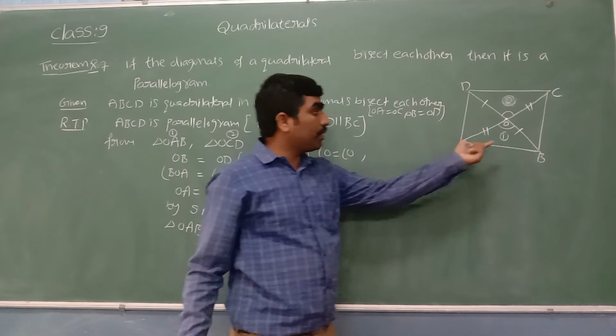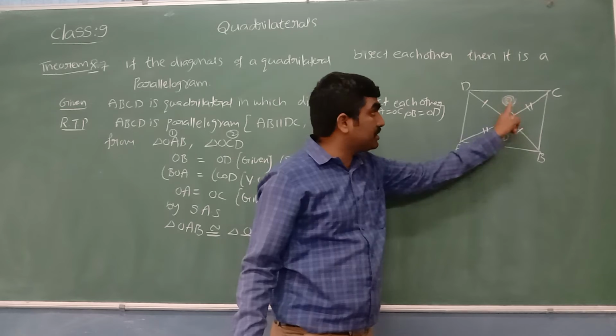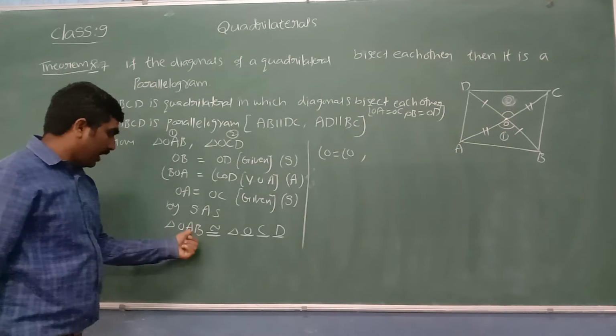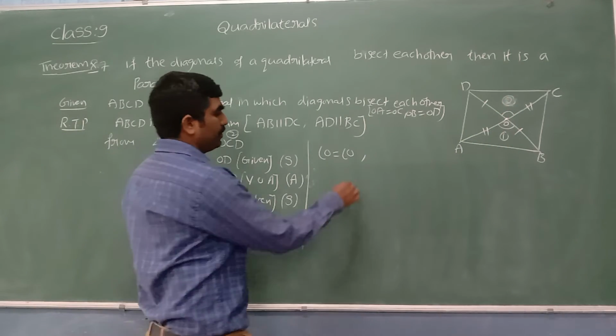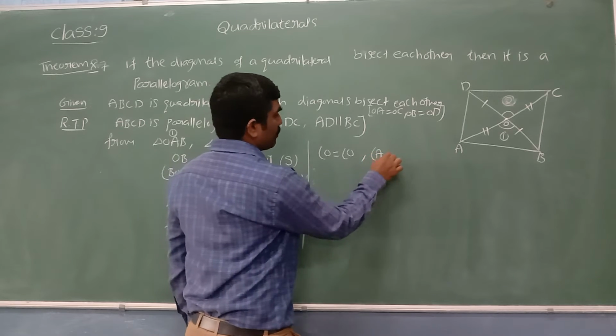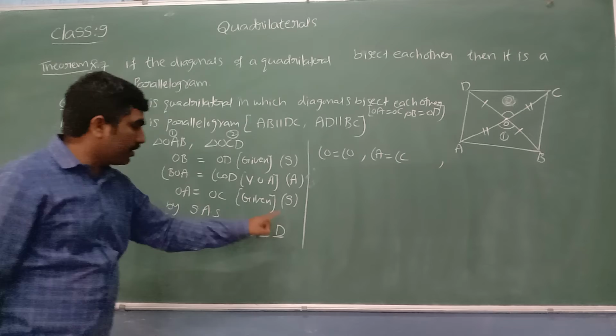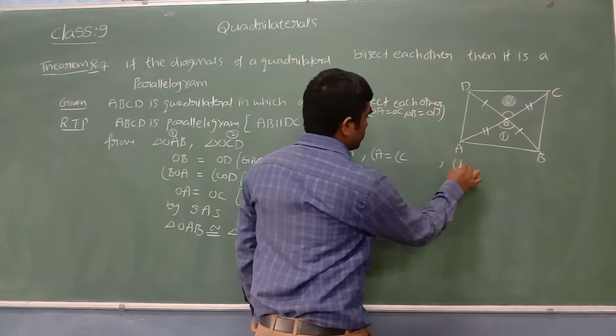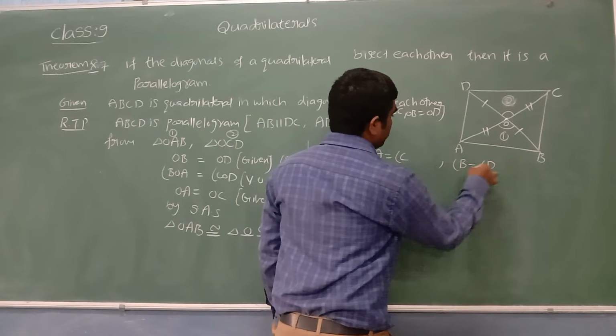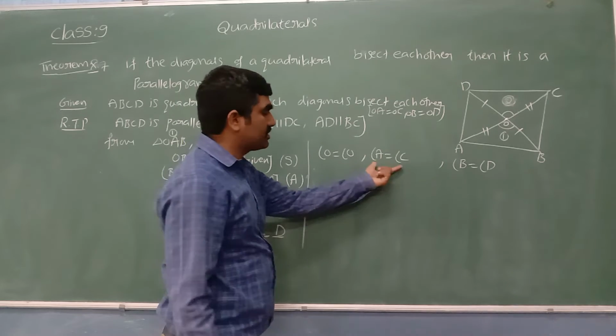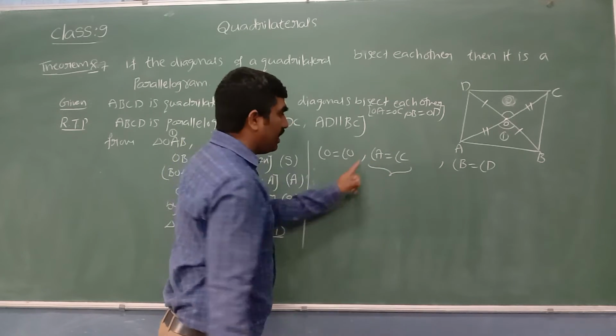Means OAB triangle angle O equal to ODC triangle angle O. Angle A is equal to angle C. Angle B is equal to angle D. See how these two angles? A is equal to C.